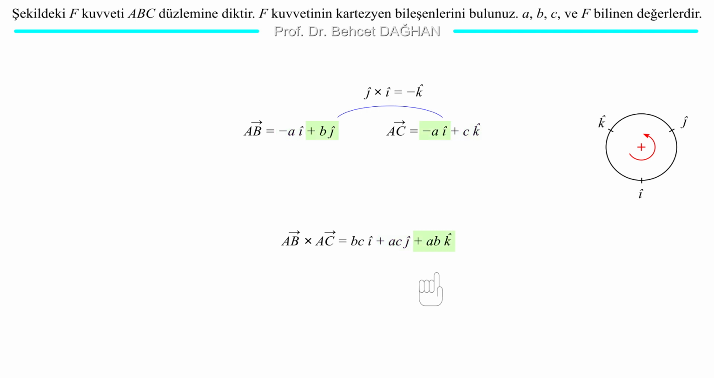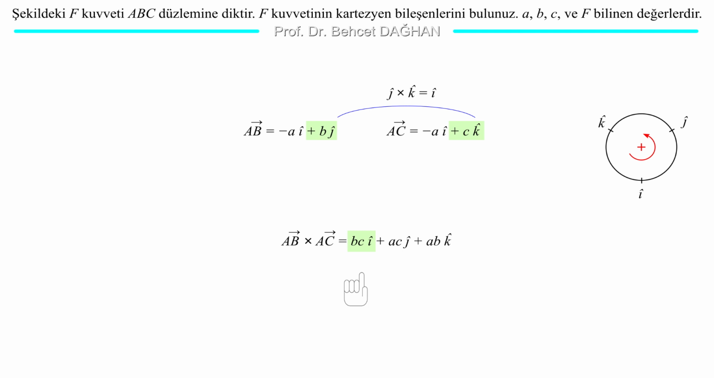Let's move on to the next term. j multiplied by i is found as minus k from the diagram. The product of the coefficients is B multiplied by minus A. The minuses cancel each other out again. We are left with AB multiplied by k. The last term is the product of j and k. The product of j and k gives i. Its coefficient is B multiplied by C. So the term we obtain is BC multiplied by i. Yes. Thus, we have performed the cross product.